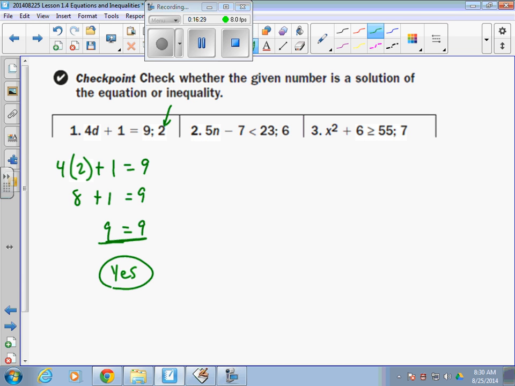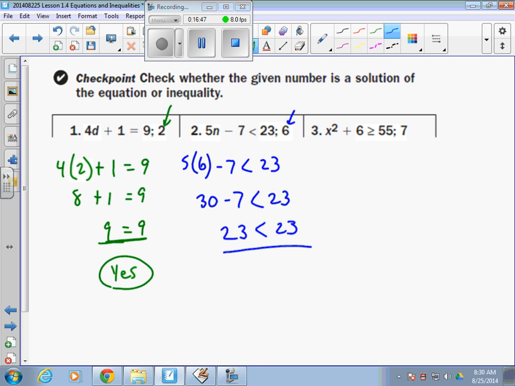Number 2 says 5n minus 7 is less than 23, using the number 6. So 5 times 6 minus 7 is less than 23. You know 5 times 6 is the number 30, minus 7 is less than 23. 30 minus 7 is 23. So now 23 is less than 23.